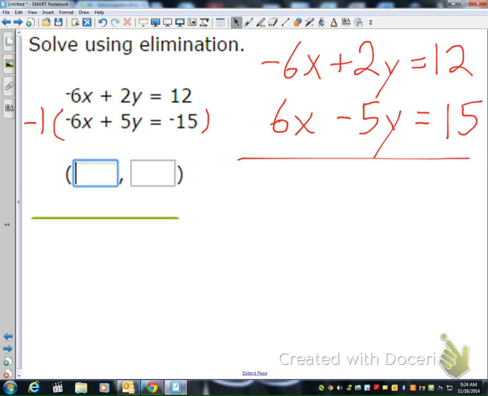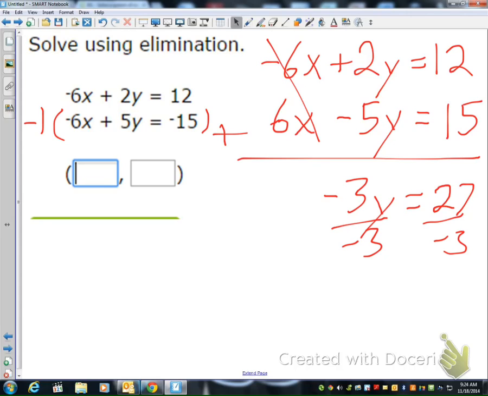So now that I have opposite signs, now I can just add the two together, because negative 6x plus positive 6x is 0x. So my zero term is eliminated. 2 plus negative 5 is negative 3. And 12 plus 15 is 27. So I get negative 3y equals 27. And then I'm going to divide through by negative 3. And I get y equals negative 9. So that's the first half.